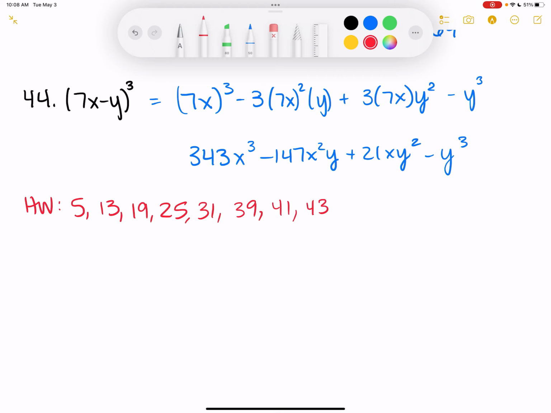All right, so it's the first term cubed, so 7x, all that cubed, minus 3 times the first term squared, so 7x squared times y, plus 3 times the first term times the second term squared, so that's 7x times y squared, and then minus the last term cubed, which is minus y cubed. And so then when you multiply everything, 343x cubed minus 147x squared y plus 21xy squared minus y cubed.